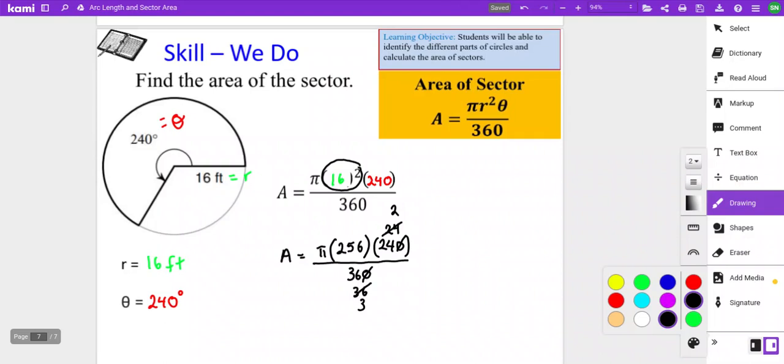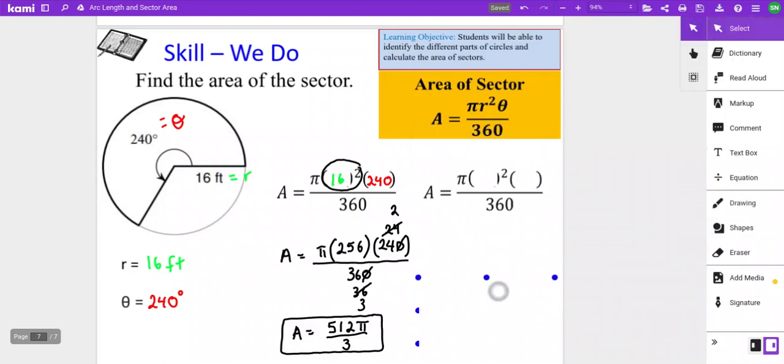Therefore, we're going to multiply the numbers on the numerator. We have 2 times 256. That would give us 512. Don't forget the pi that we haven't used yet. Bring it down. And on the denominator, we have a 3. This would be the area of the sector.